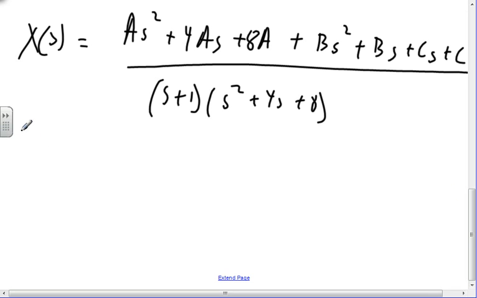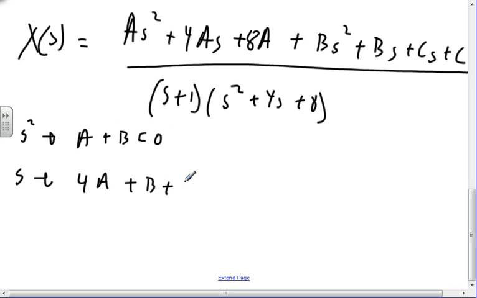Right, so the s squared term: A plus B is 0. The s term: 4A plus B plus C is 0. The unit term: 8A plus C is 1. Okay, now we solved these using Cramer's rule, right? And we've done it by just guessing and things like this. So now we're going to do something different.